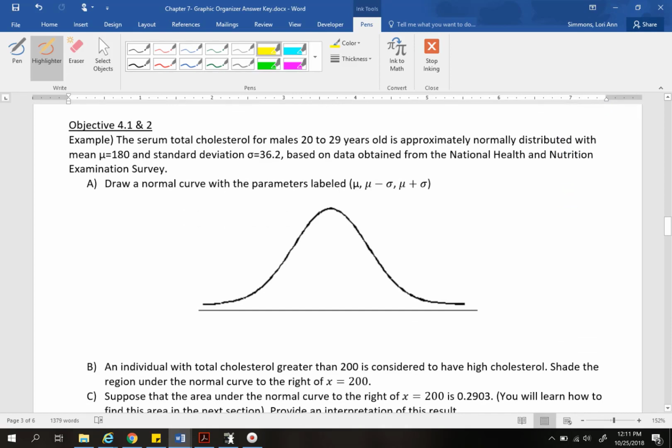Let's look at an example. The serum total cholesterol for males 20 to 29 years old is approximately normally distributed with mean mu equaling 180. So where does the mean go? Right in the middle. And a standard deviation of 36.2, based on the data obtained from the National Health and Nutrition Examination Survey.